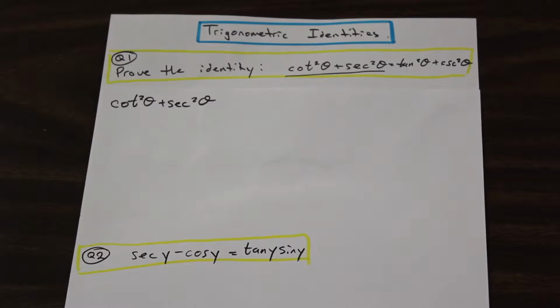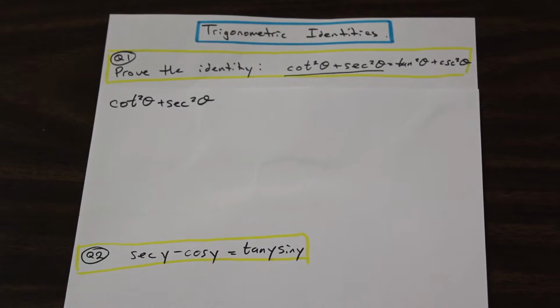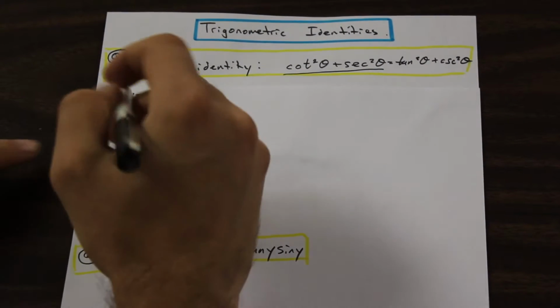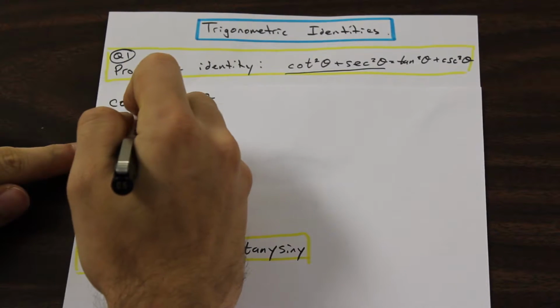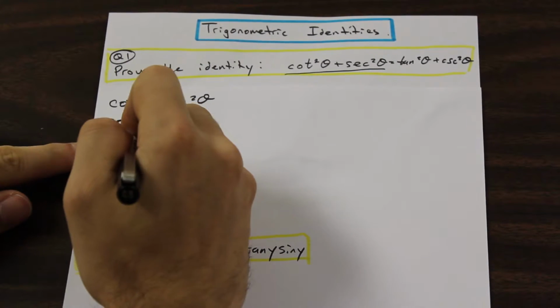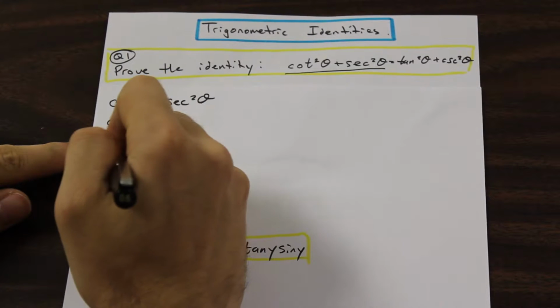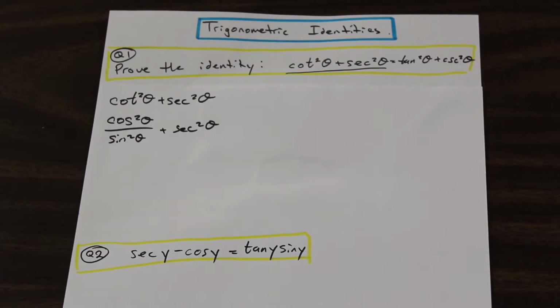Okay, back to the question: cotangent squared theta plus secant squared theta. What can we start with here? Right away, I know that cotangent is equal to cosine over sine. So let's start with that and see if that gets us somewhere. So cotangent squared theta is equal to cosine squared theta over sine squared theta, plus secant squared theta.